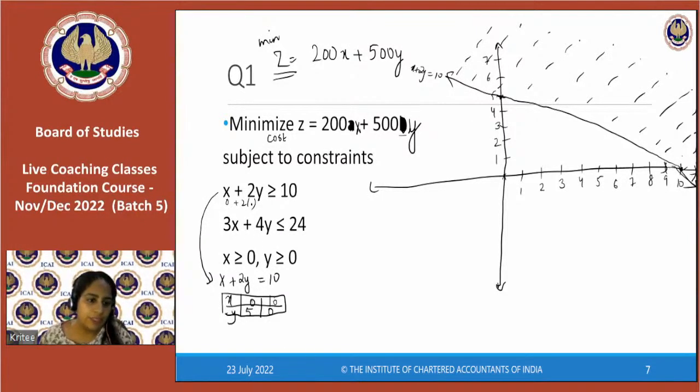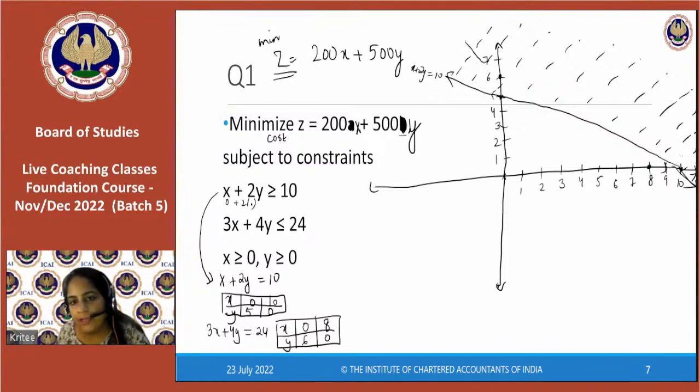The second one says 3X plus 4Y is equal to 24. If X is 0 here, Y will be 6. And if Y is 0 here, X will be 8. So X 0, Y 6 is a point. Y 0, X 8 is a point. So once again, I will plot this line, and you will have to excuse me for this crooked line.